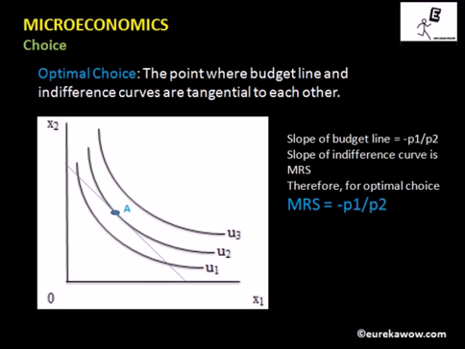We say that the point where the budget line and the indifference curves are tangential to each other is the point of optimality for the consumer, and that will be the bundle the consumer will be choosing because it will be affordable as well as it will be giving higher utility to the consumer. Now let's reason it out.